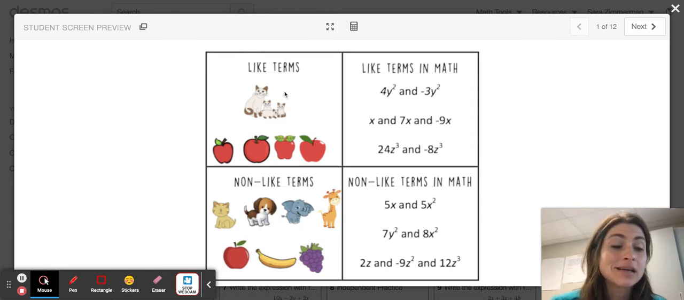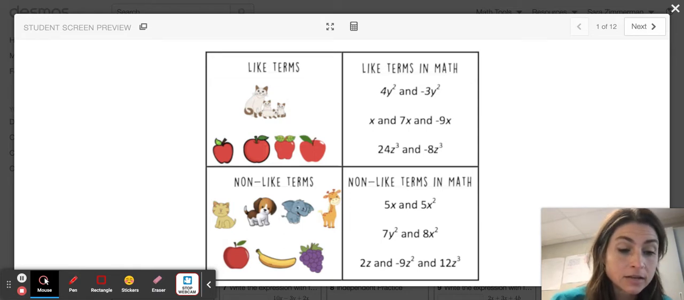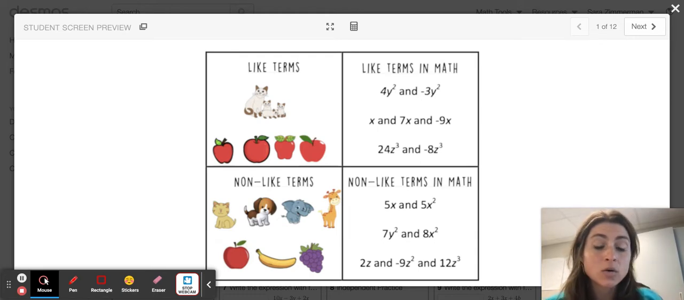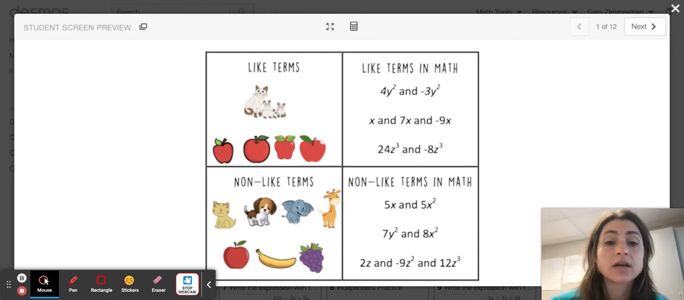Like terms, the idea in math is that if you're adding or subtracting, I will say it again, if you are adding or subtracting, this is only for adding and subtracting. Once you're in algebra and we're using all these fancy things like variables and these tiny little numbers up here called exponents, or sometimes you've heard them called something to the power, you can only add and subtract terms that are alike. For example, in real life, like terms are like a bunch of kitty cats or a bunch of apples. Non-like terms would be like different animals and different fruits.